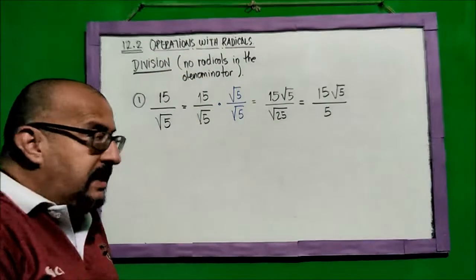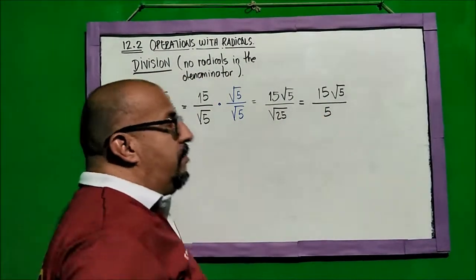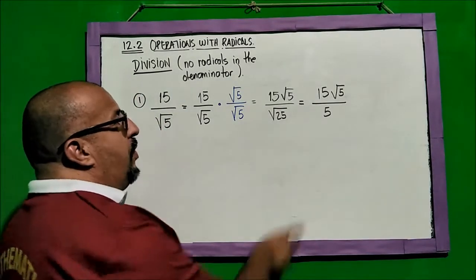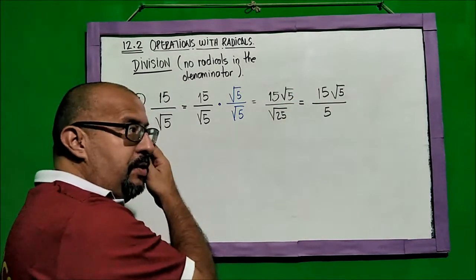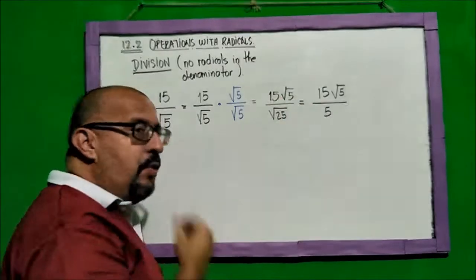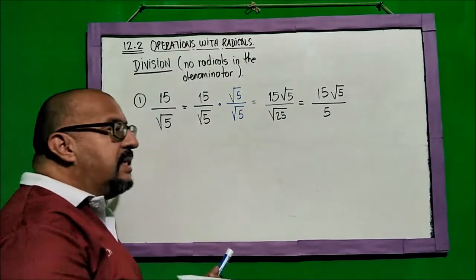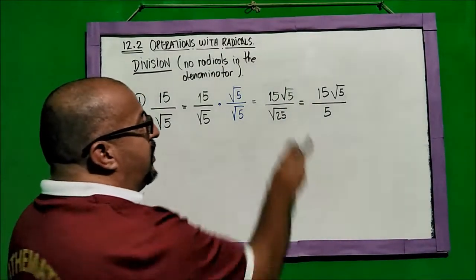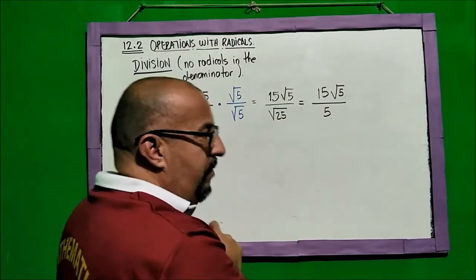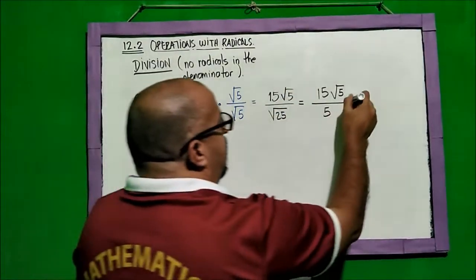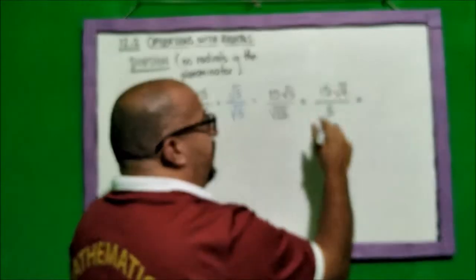Okay, we've done the process. We finished the process of eliminating the radical from the denominator, and now what we need to do is just check the final expression. If this one can be simplified, we do it. If not, we leave it exactly as it is. And in this case, we see that 15 and 5 have a common factor, which is 5. So I'm going to divide both expressions by 5.